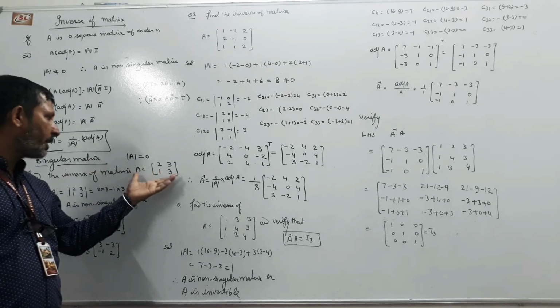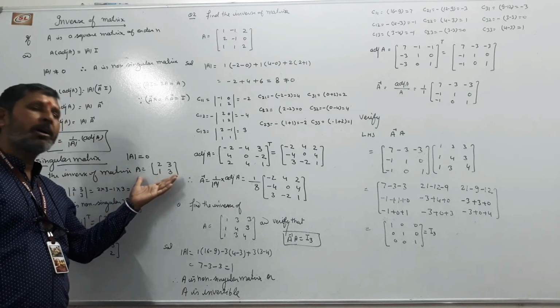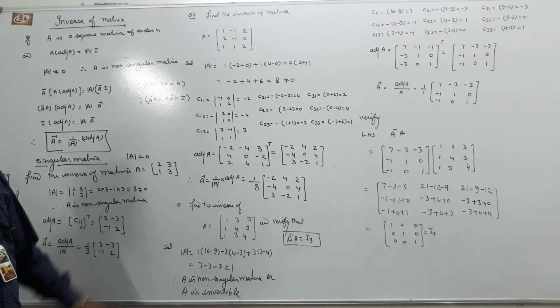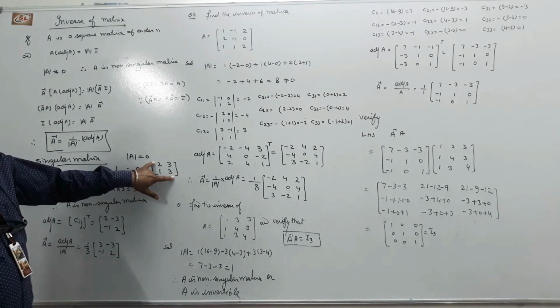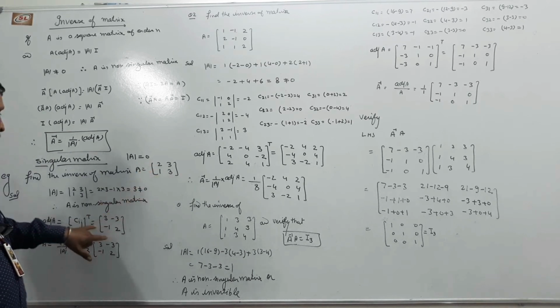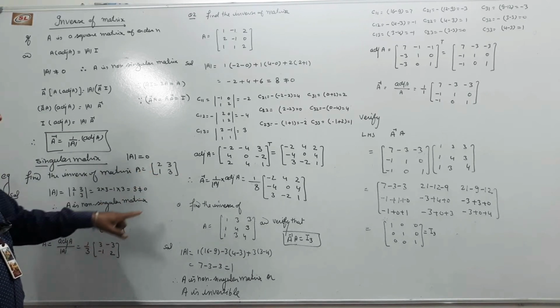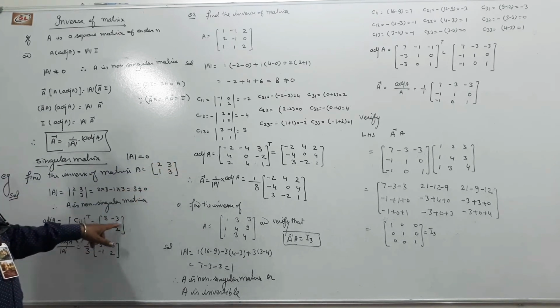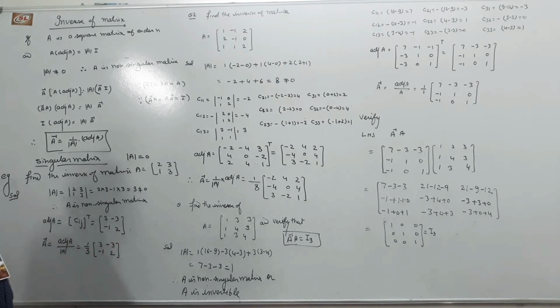Again I repeat, in a 2 by 2 matrix, how can we find its adjoint? To find the adjoint of a 2 by 2 matrix, interchange the diagonal elements, 2 and 3, and change the sign of the non-diagonal elements, -3 and -1. That is the adjoint of A. And what is the inverse? Adjoint of A divided by determinant of A. The determinant of A is 3, so it is 1 by 3 into adjoint of A. This is the inverse of the matrix.